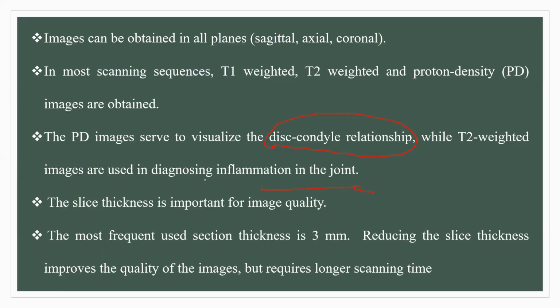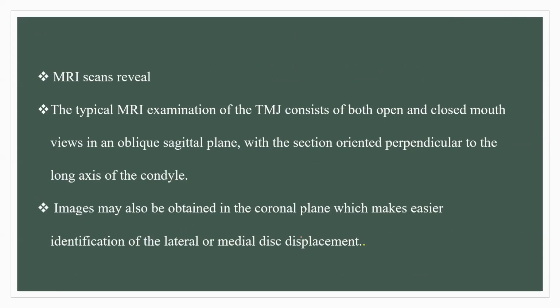The slice thickness is important for image quality. The most frequently used section thickness is 3 mm. Reducing the slice thickness can improve the quality, but it requires a lot of scanning time. So the MRI scan can reveal both open and closed mouth views in an oblique sagittal plane, with the section oriented perpendicular to the long axis of the condyle. You can see in all three planes.